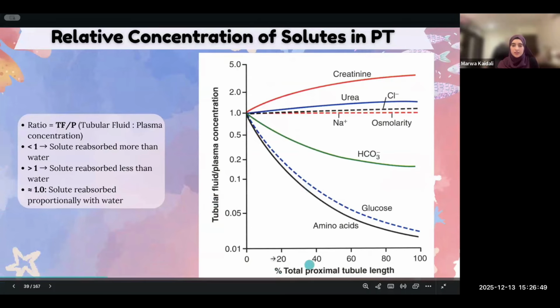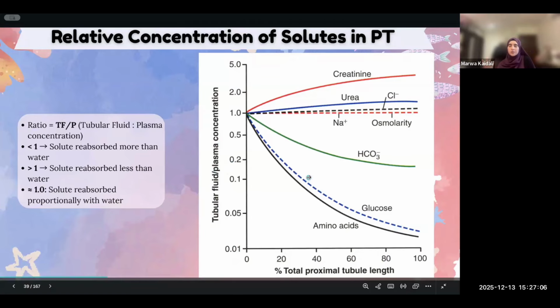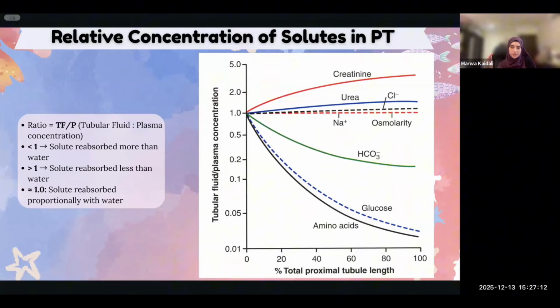It's basically telling it the x-axis over here is the proximal tubular length, and the y-axis is basically the ratio of the tubular fluid over the plasma. So we're trying to see the concentration of the tubular fluid over the plasma. Now let's start with bicarbonate, glucose, and amino acids. When we talked about them, we said that they got reabsorbed, correct? So what would you expect their concentration to be in the tubular fluid compared to the plasma?